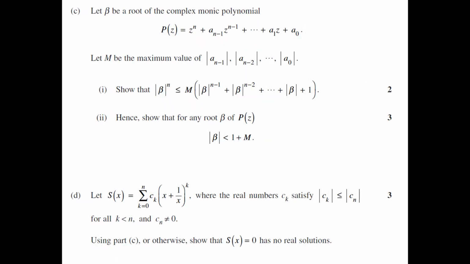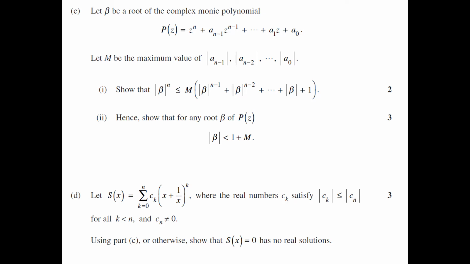Hi everyone, in this video I'm taking a look at question 8 part D of the 2011 Extension 2 HSC exam. This part D says to let function S(x) be equal to the sum from k equals 0 to n of c_k times (x + 1/x) all to the k, where the real numbers c_k satisfy the magnitude of c_k being less than or equal to the magnitude of c_n for all k less than n, and we're told c_n is not equal to 0.